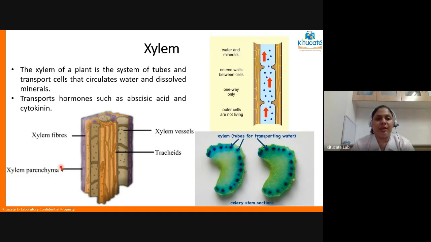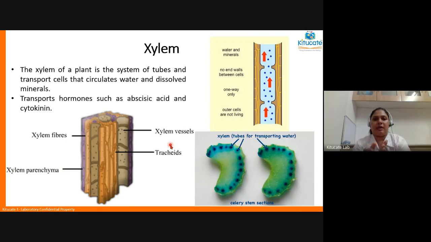So the same way, xylem is also composed of some dead cells and some living cells. So xylem parenchyma is the living cell, the rest three of them are dead cells. Okay, and the fourth component of xylem is called tracheids. Now these tracheids are strong and they offer support.